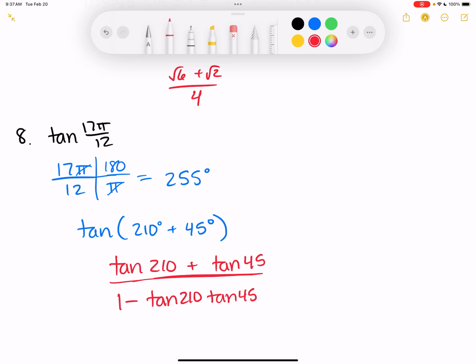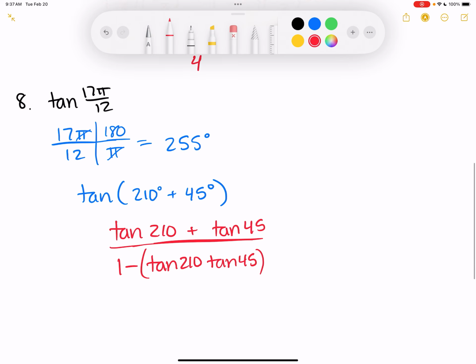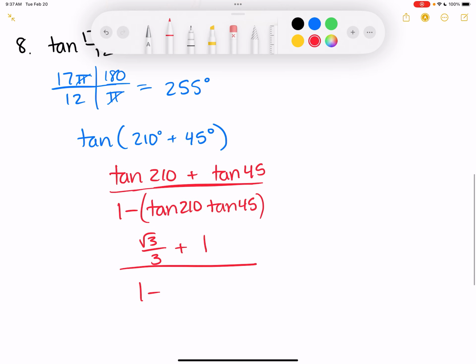Now, let's hypothetically say this was a different problem and you were typing this in, you would need to make sure that you're paying attention to that. And even though we're not typing it in, make sure you do this multiplication first and then do 1 minus that at the end. So, what is the tangent of 210? Root 3 over 3. And tangent of 45? 1. Over on the bottom, 1 minus root 3 over 3 times 1.